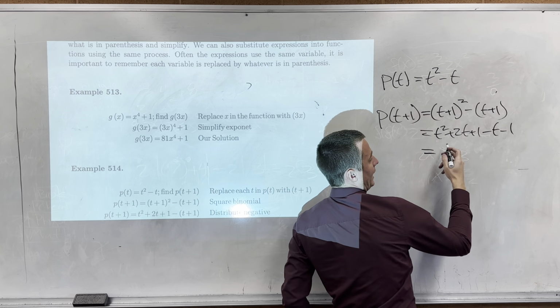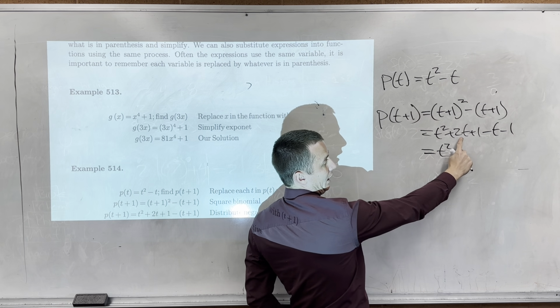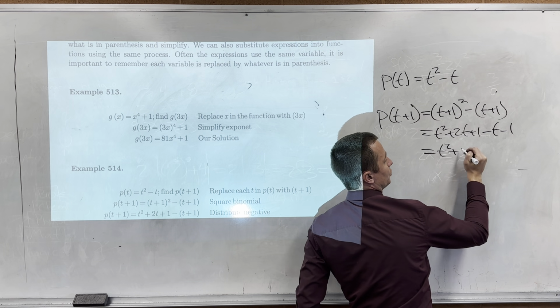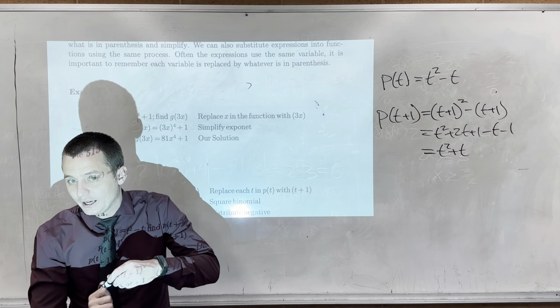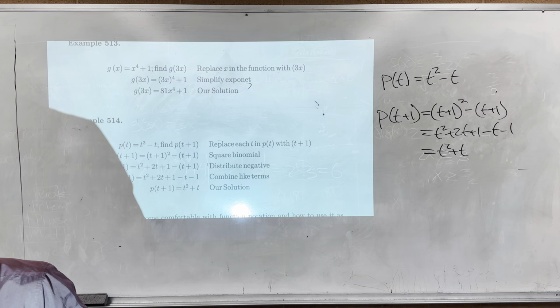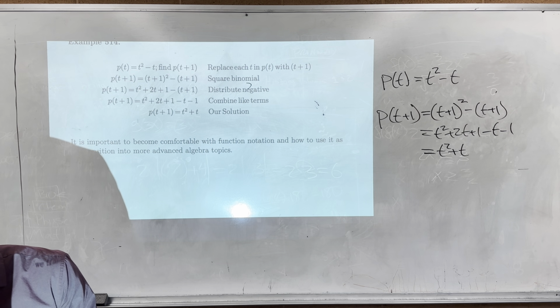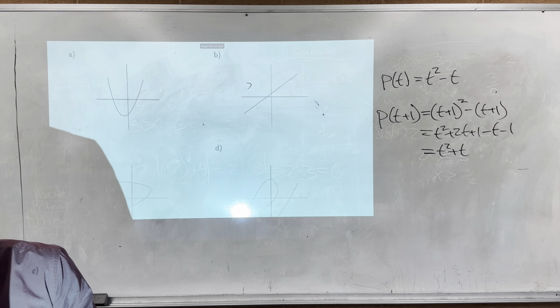How many t squared terms do I have? Just 1. How many t's do I have? I have 2 here and minus 1 here for a total of just 1 t. And then the 1 and negative 1 cancel out. Follow the algebra there? I'm going a little bit fast because we've done that kind of thinking a few times. So t squared plus t. Not as hard as that's going to get.